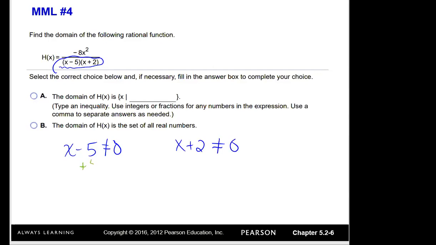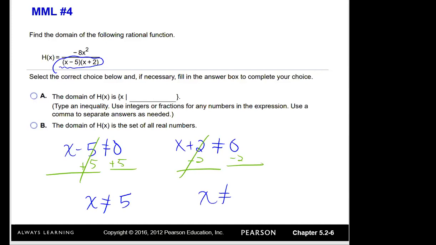Here I'd have to add 5 to both sides. And over here, I'd have to subtract 2 from both sides. Cancel, cancel. So over here, x is not allowed to equal 5. And over here, x is not allowed to equal 0 minus 2, which is -2.